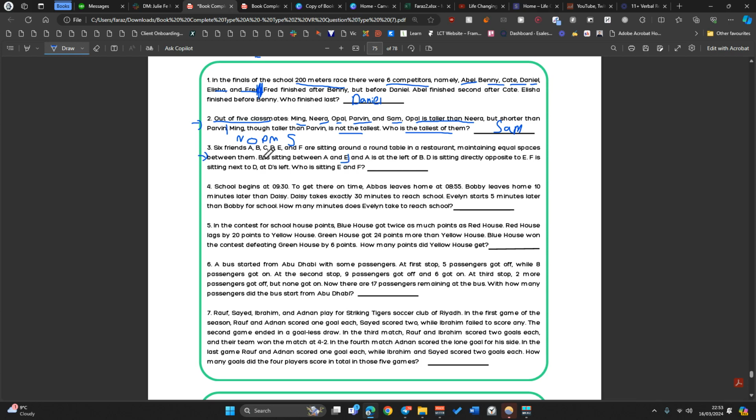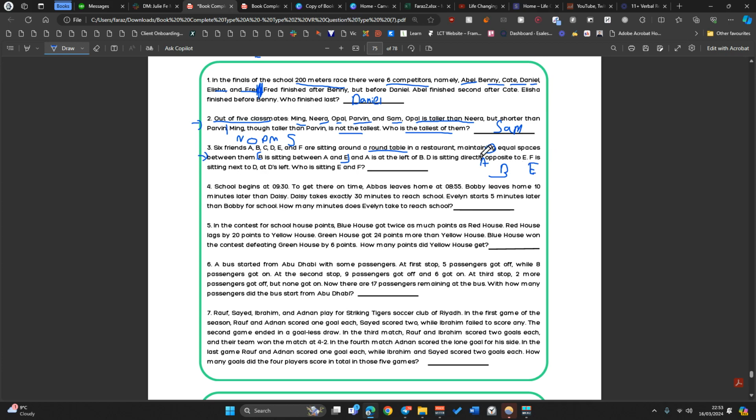Okay, again, let's break it down. B is between A and E. Assuming this is probably a rounded table or something. Yeah, it says that here, round table. So A is at the left of B. Yep, cool. So that means E has to be somewhere on the right. D is sitting directly opposite to E. Okay, so D is probably going to be around here, but it is a rounded table.